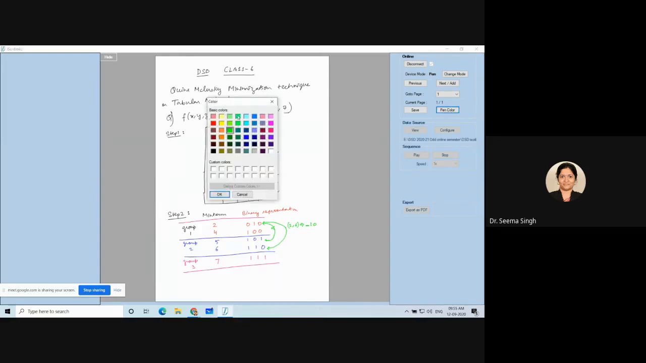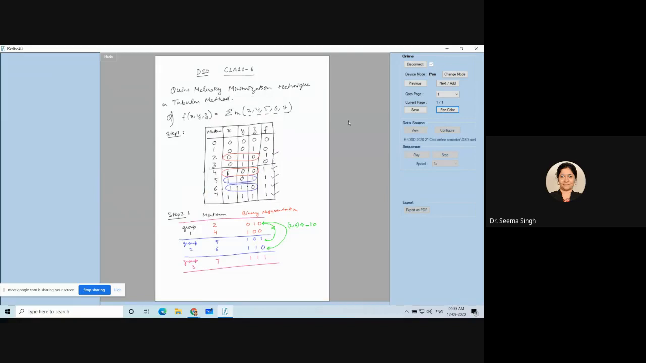Now let us check for the other case. For the other case, 2 to 5 and 2 to 6 are over. Now we have to do 4 to 5 and 4 to 6. Now 4 to 5, do you think that there is a pairing possible?